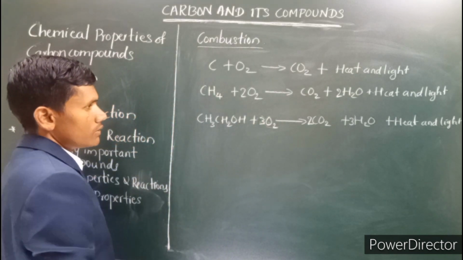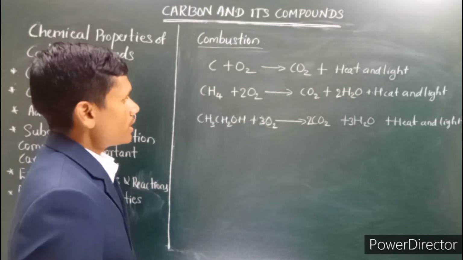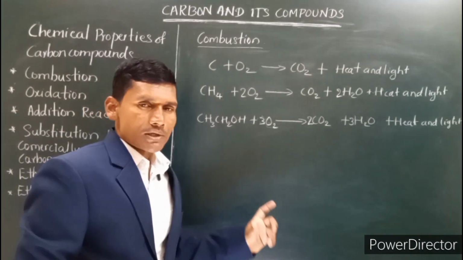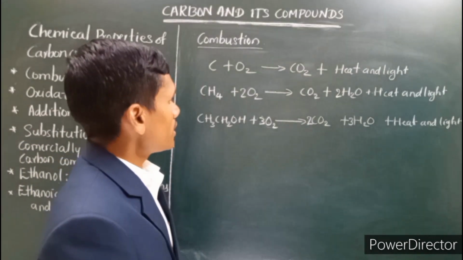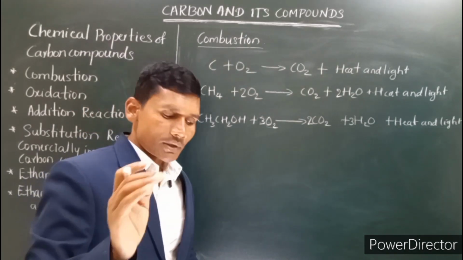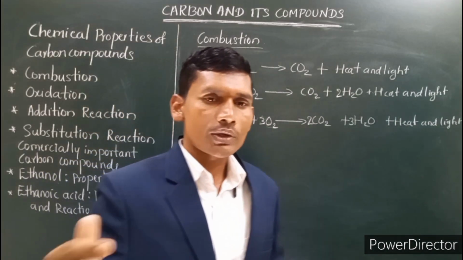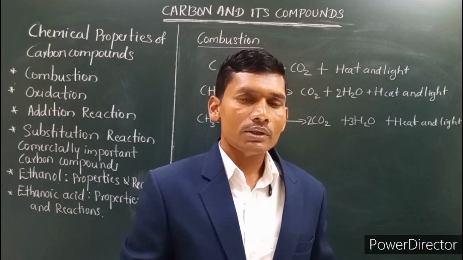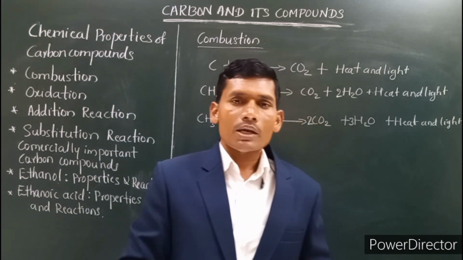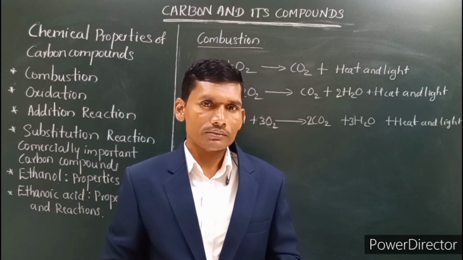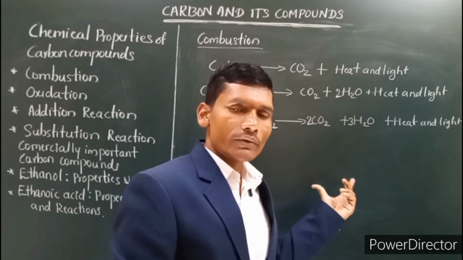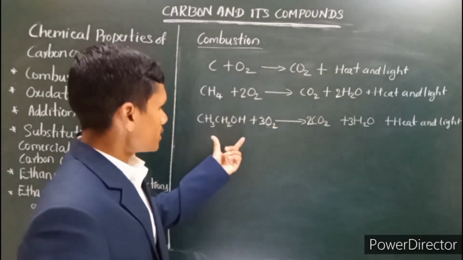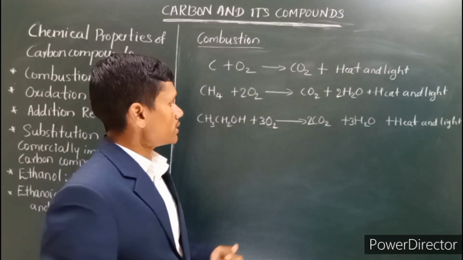So the chemical equation is balanced now. This is the process of combustion. It means that carbon compounds, when they undergo combustion, form carbon dioxide and liberate heat and light. Okay. Sometimes water will also be produced in compounds of carbon.